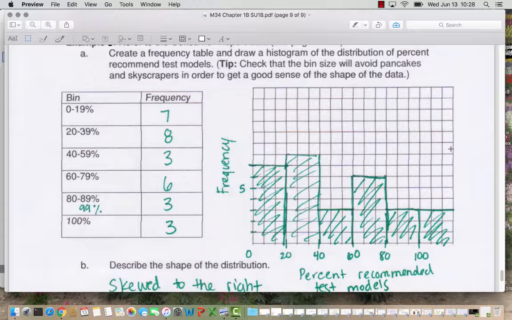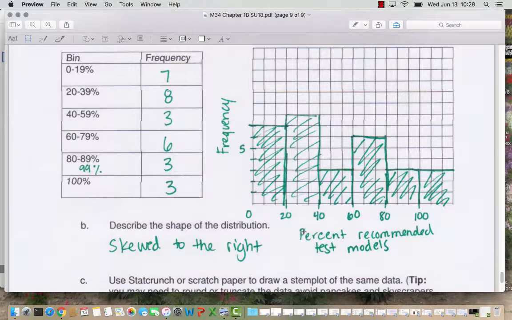So I went ahead and translated this to a histogram. So in a histogram, we've got our percents down here, and then we always count the frequency on the y-axis. So the frequency is the count of how many fall into each of these bins or classes. And so you can see my bars here correspond with my frequency. So the height of the bar corresponds with the frequency.